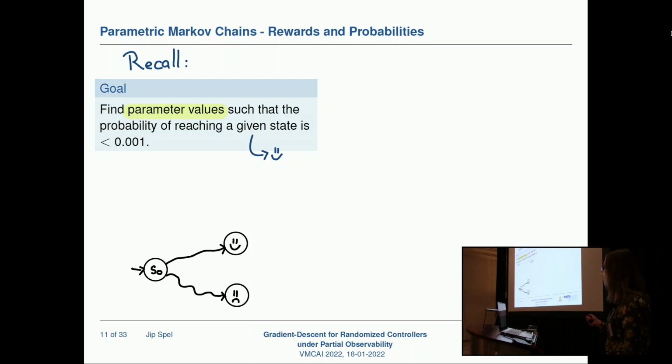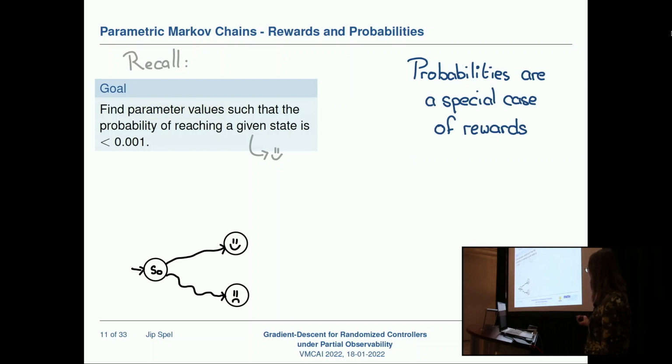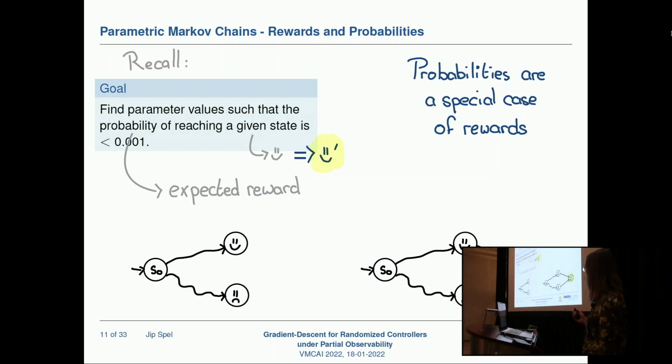Recall that we were looking at probabilities. So we wanted to look at the probability of reaching some given state. Probabilities are actually a special case of rewards. When we're looking at probabilities, we assume that we have some happy state and some sad state. And of course, you want to reach the happy state. And we can transform this into a question with expected rewards, the following. Instead of looking at the probability, we now look at expected rewards. And instead of wanting to go to the happy state, we want to go to a new target state, happy prime. And we obtain this model.